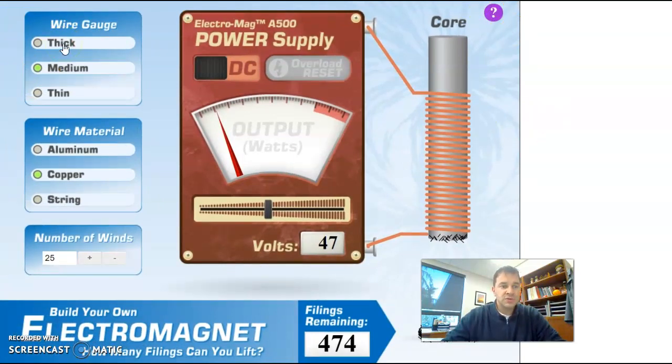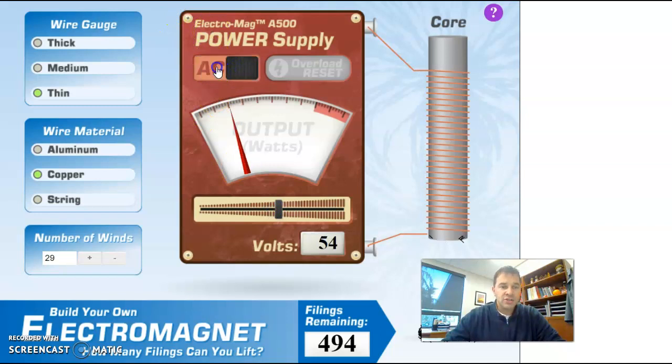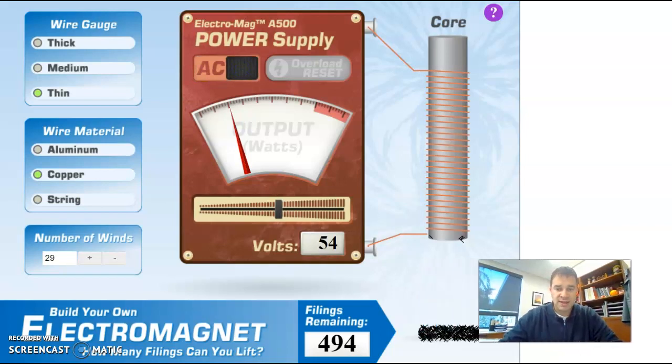You can choose between a thick wire, a medium wire, a thin wire. You can choose what kind of material that wire is made out of. You can wrap it a certain number of times. You can change the voltage on this, so higher or lower voltage. And you can change it from alternating current to direct current, AC or DC. I'll explain what that is in just a second.